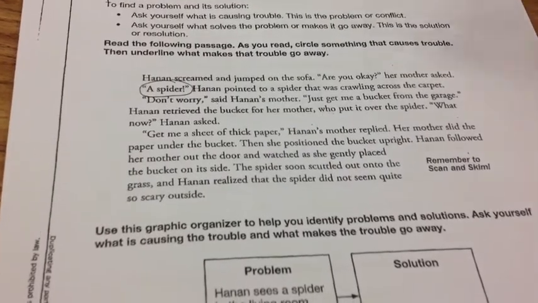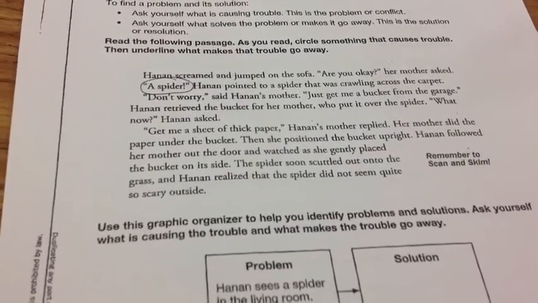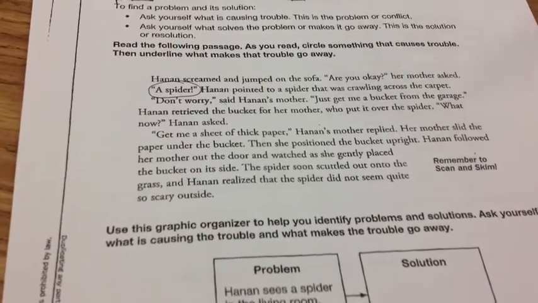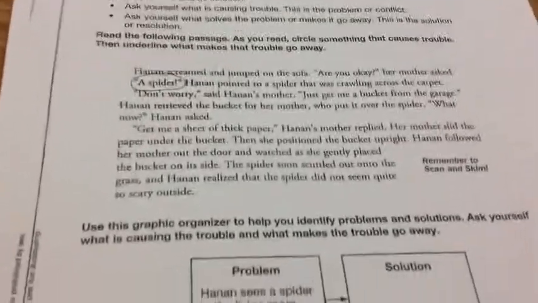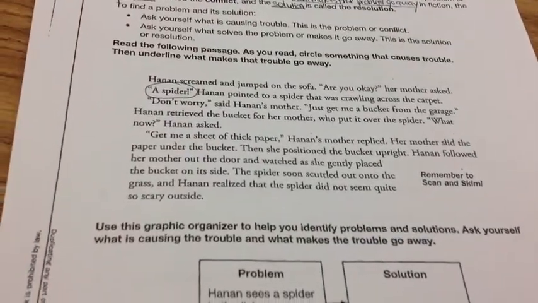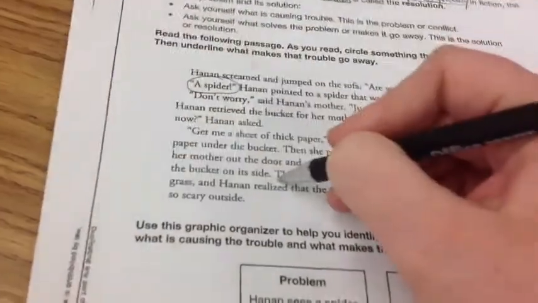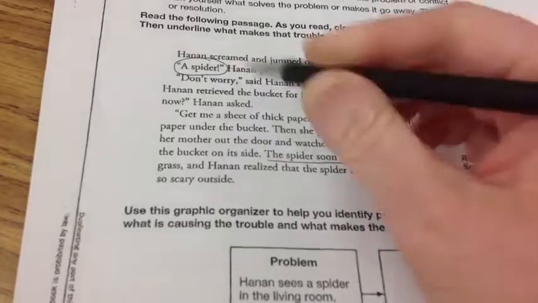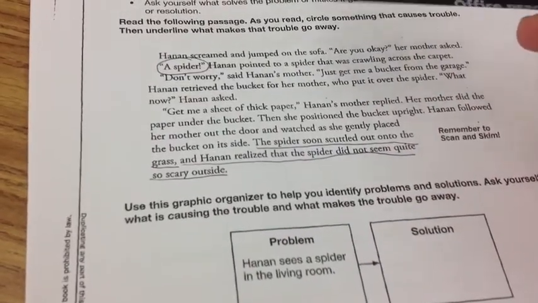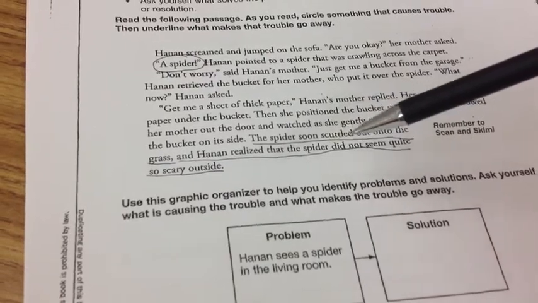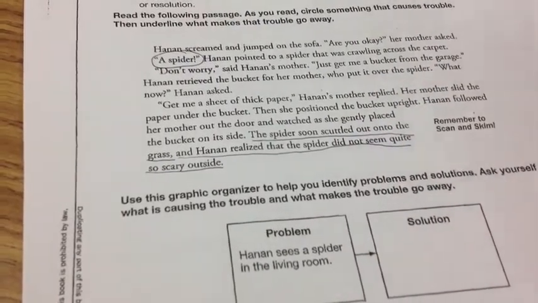Okay, so how was this problem solved? We need to underline that. There's a series of things that helps the problem go away. The biggest resolution part, or the culminating part, is that the spider scuttled out onto the grass. Once it was outside, Hannah realized that the spider did not seem quite so scary. First it was a spider that scared Hannah and made her jump on the sofa, and then Hannah realized that the spider didn't seem so scary once it was outside.